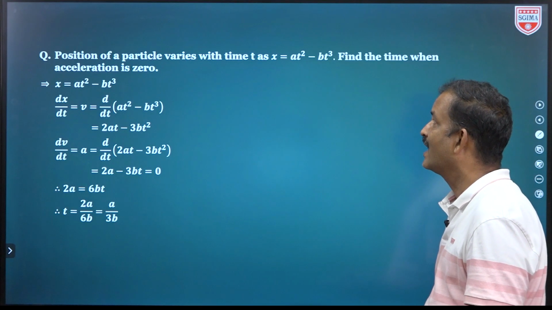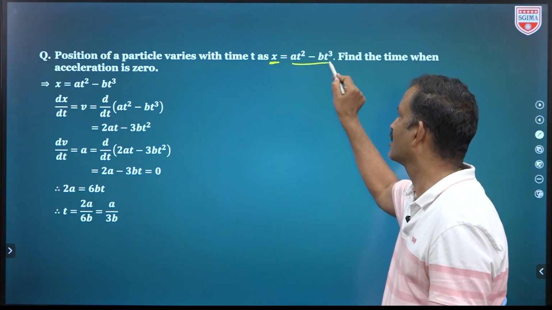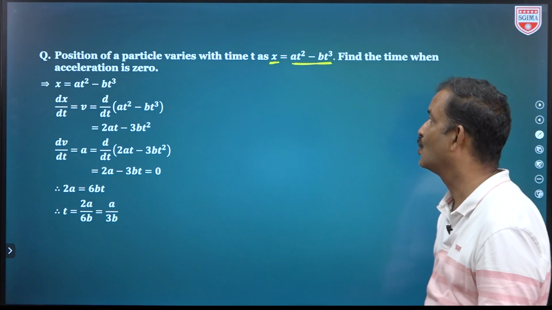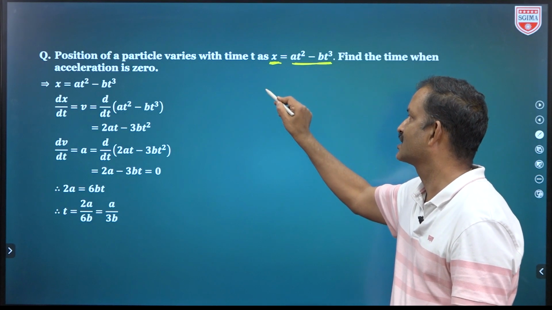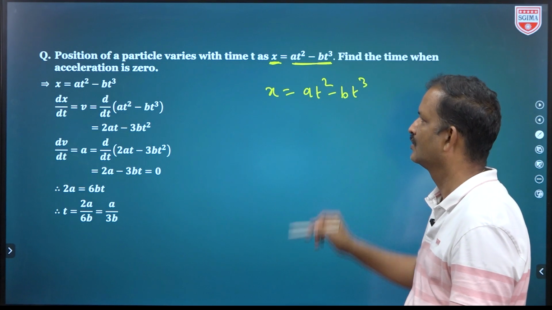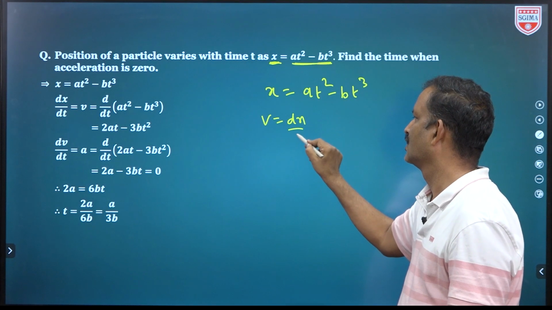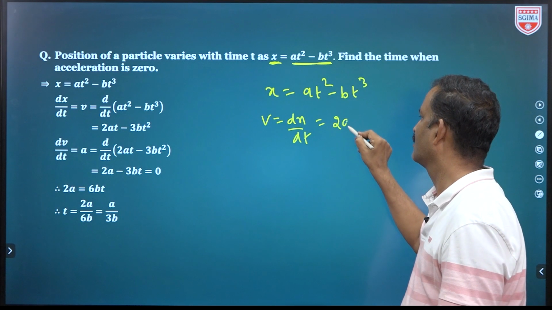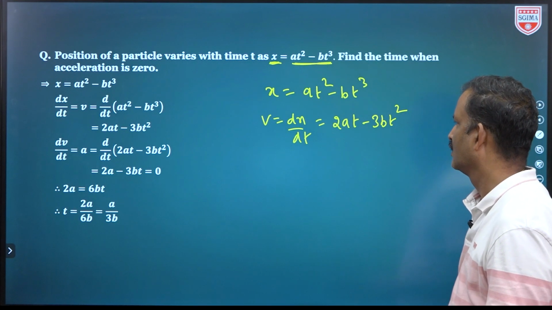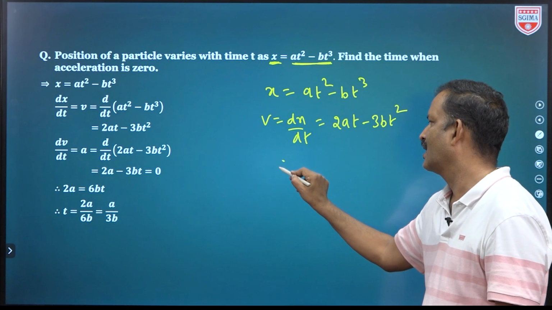Position of a particle varies with time as at square minus bt cube. Find the time when acceleration is 0. Position means displacement. Displacement is at square minus bt cube. Once differentiation, velocity. That velocity is equal to 2at minus 3bt square. One more differentiation of velocity, acceleration.